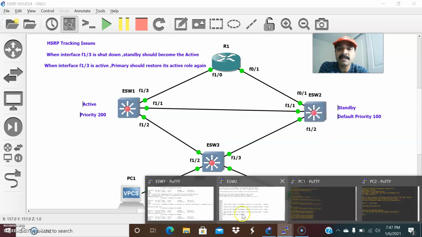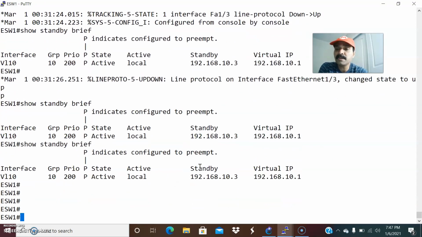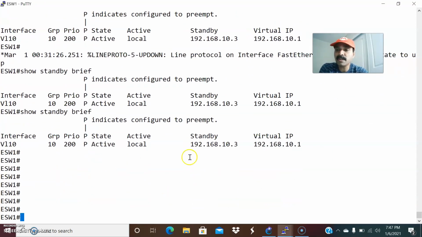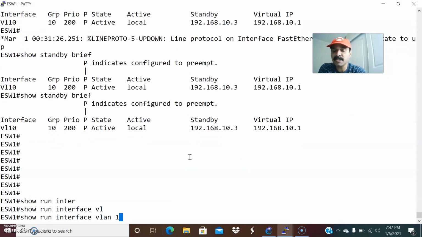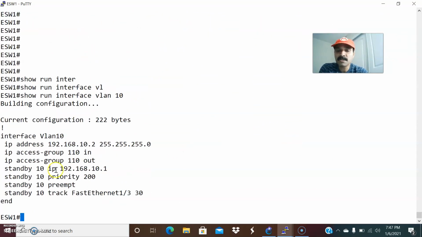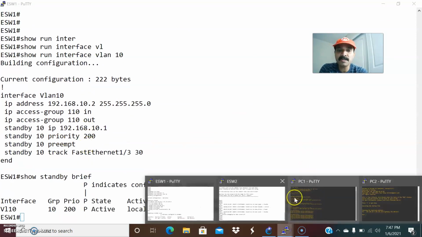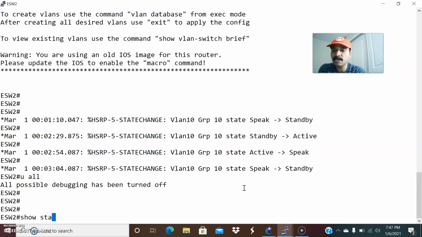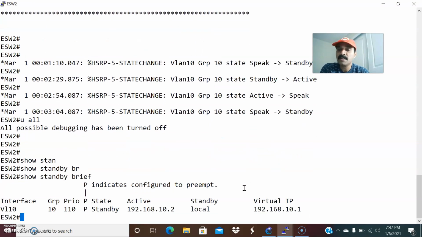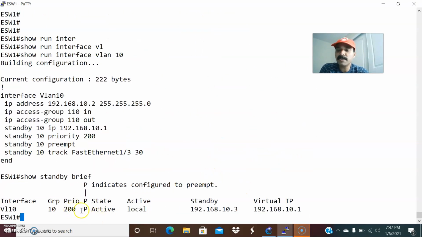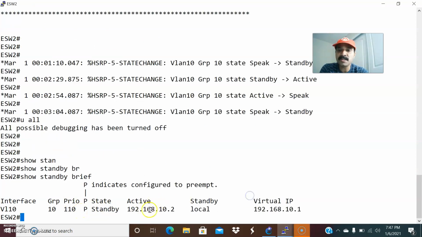Let us go to the primary router, right? On the primary router I configured this priority. Show run interface VLAN 10. So I configured VLAN 10. Let us go to the configuration. Standby brief, and let us go to ESW2 and run show standby brief. So this is the primary router. I configured the priority 200. So this is the active router, and ESW2 is the secondary router, acting as standby because it has the default priority, right?